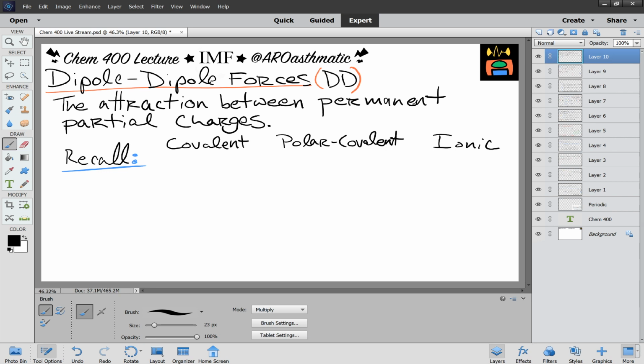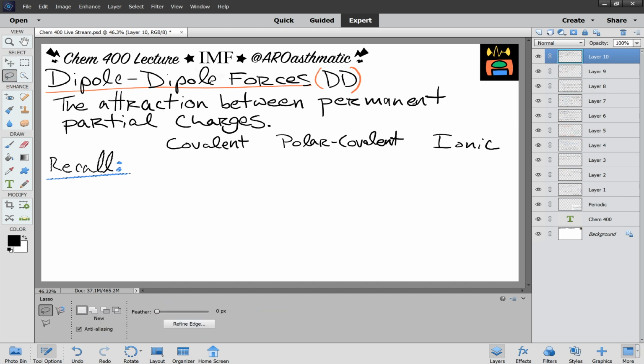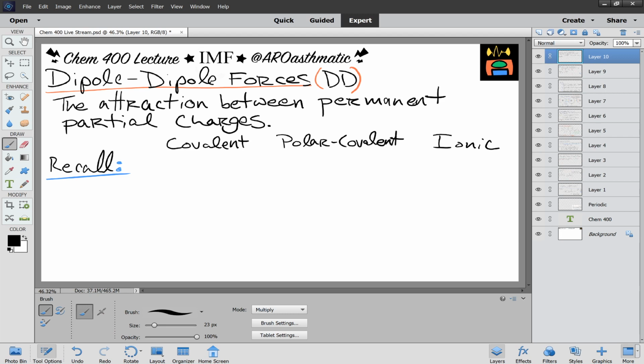Okay. So there are three different types of bonds, right? There's covalent, polar covalent, and ionic. And what determines what type of bond we're dealing with is the difference in electronegativity between the two atoms that form the bond. If the difference in electronegativity is less than 0.5, the bond is covalent. If the difference in electronegativity is between 0.5 and 2, then we say that bond is polar covalent. And when the difference in electronegativity is greater than 2, we say it's ionic.